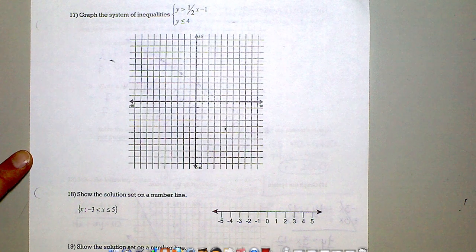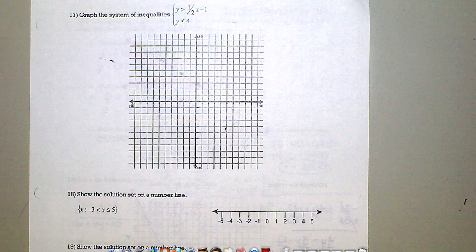Hi everyone, this is Mrs. Trigno. This is the last page of the Chapter 5 test review number 1. We've got just problems 17 through 20 left to go.